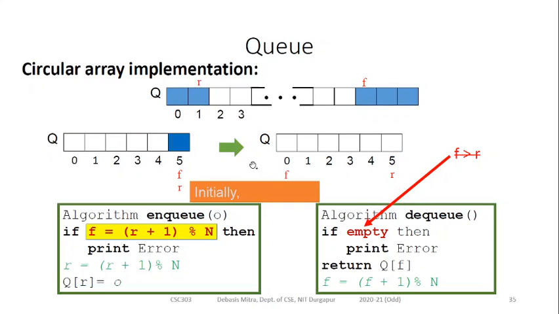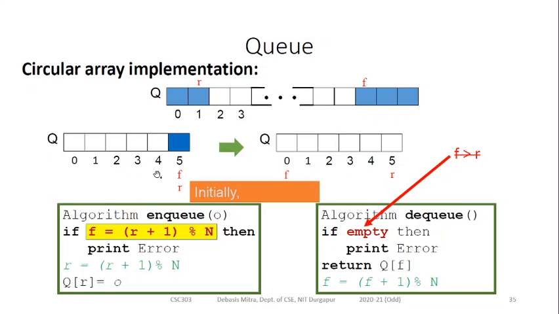Unfortunately, there is a counterexample which says that we cannot use F greater than R as an empty condition. For example, let's say this is our scenario where I have only one element. Suppose it was filled totally from 0 to 5, and then I dequeued one by one, the 0th element, then first, second, third, fourth, and I have reached this configuration where F and R both are pointing to 5 or N minus 1, and the queue has only one element.